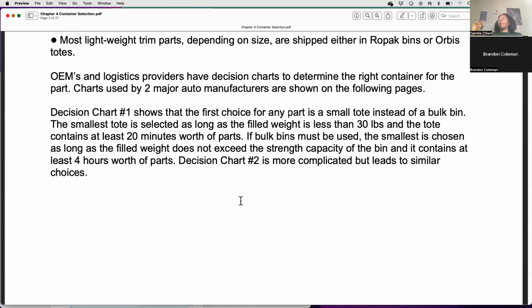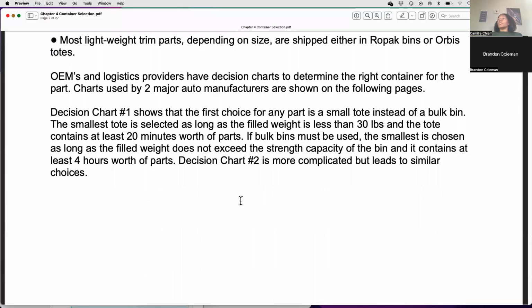Then this talks about the bulk bins. If you have to use bulk bins, if you go down this flow chart, it starts driving you towards bulk bins. You want to use the smallest one possible. And the limit there is the capacity for the weight of the tote. So you want to make sure that the tote is strong enough to carry whatever weight it is. So if the parts are a little bigger and heavier, then you want to make sure that they're not too heavy for the bin. And that even goes to looking at the capacity of the truck. So make sure you're not going to weigh the truck out as well.